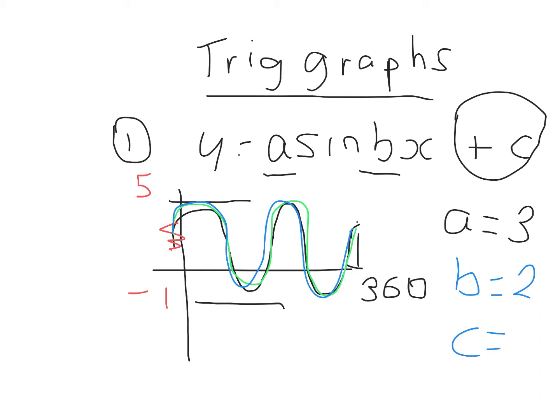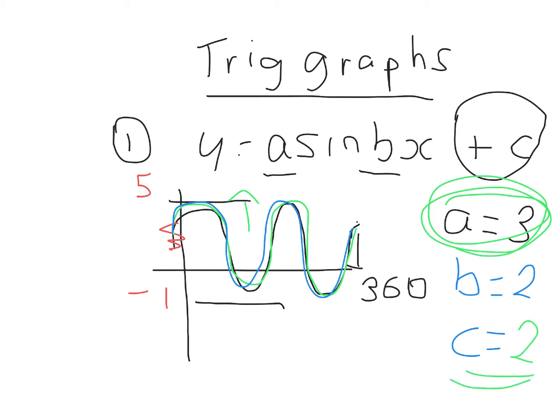Now you get c, that's quite simple. So c just means that the thing has been shifted up or down. Now a curve should go up to its amplitude. It should reach its amplitude, so it should go up to 3, but you can see that it actually goes up to 5, therefore it's been shifted up by 2 units, and c is equal to 2.